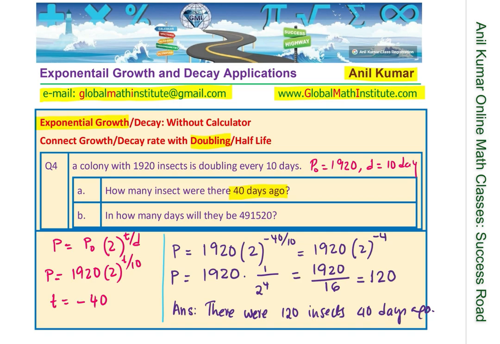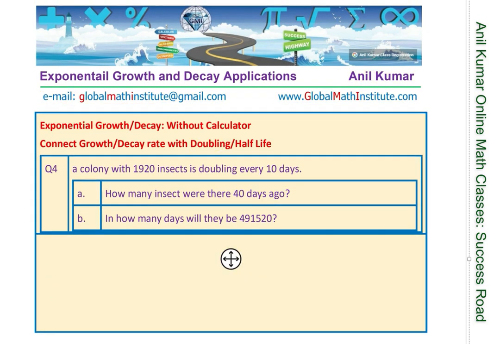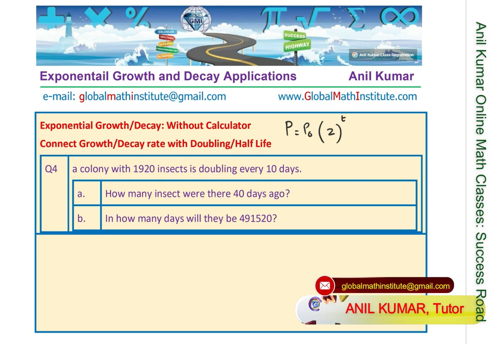So now we have done part A. Now let's get back to part B. Let me take it on a fresh page. In how many days will there be 491520? So let's look into this part. Same formula. The formula which we used was the population is equal to the initial population times 2 to the power of T over D, since we are talking about doubling period. So let's substitute the values given to us.